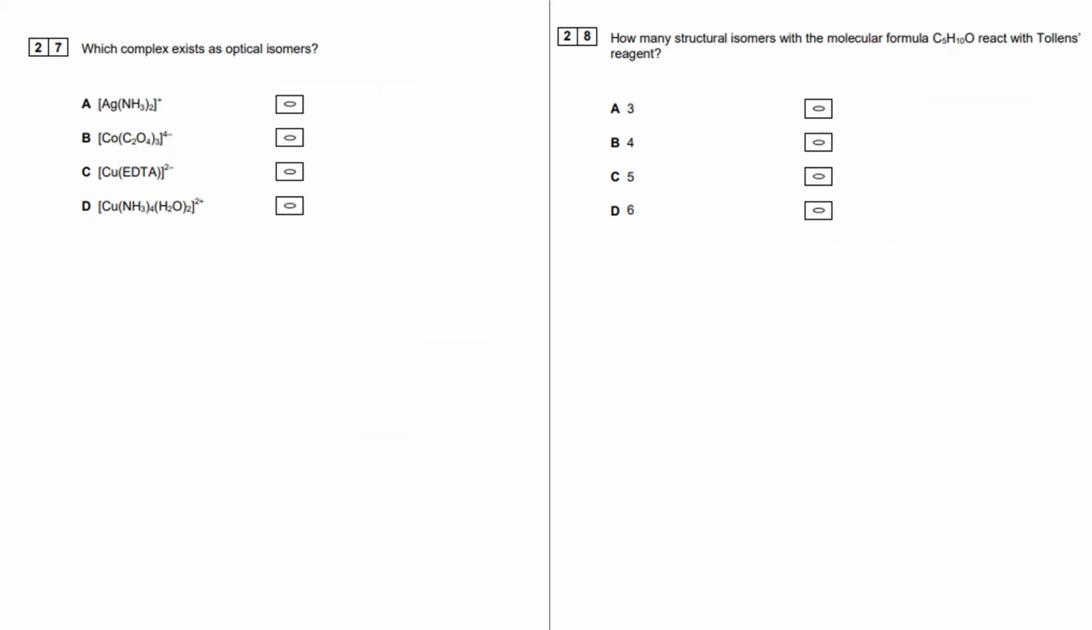Question 27. Which complex exists as optical isomers? So optical isomerism occurs when you have 3 bidentate ligands. So it wouldn't occur in a linear complex. You wouldn't get optical isomerism when you have 2 of one ligand and 4 of another, but you would get geometric isomerism in this case. So you get cis-trans isomers of these complexes. So B, you would get optical isomers.